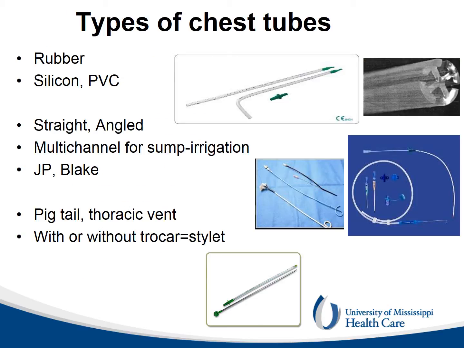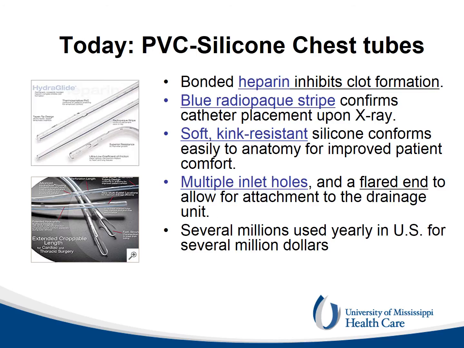Chest tubes can be straight or angled or shaped with a pigtail at the end. They can have an inner trocar for insertion, so-called stylet. Today's chest tubes are made out of PVC or silicone. They are heparin bonded to reduce the formation of clots.